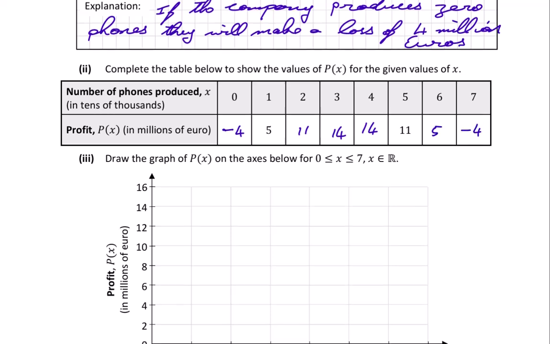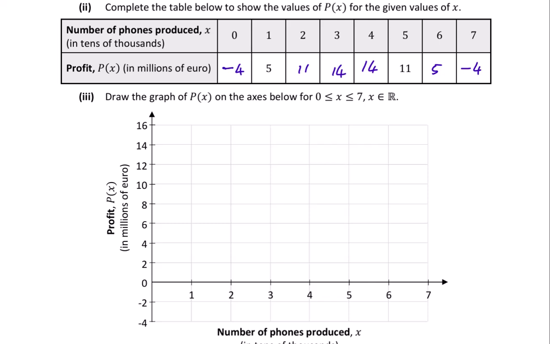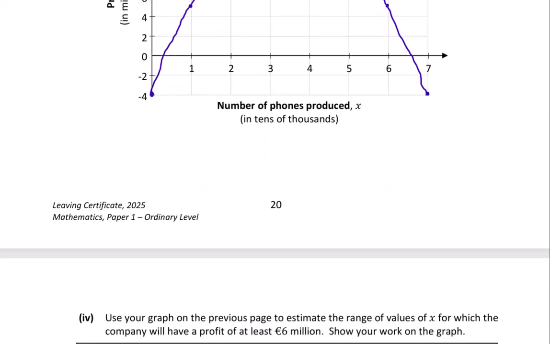So we have to plot these points now. 0 is minus 4, so we're going to have a point down here. 1 is 5, so that's here. 2 is 11. So that is here. 3 is 14. So that's here. 4, 14 as well. 5 is 11, which is here. 6 is 5. That's here. And 7 again is minus 4. You just got to join these up then. Okay, you should end up with something like that. Hopefully yours is a little bit smoother than mine. But that's what we get.